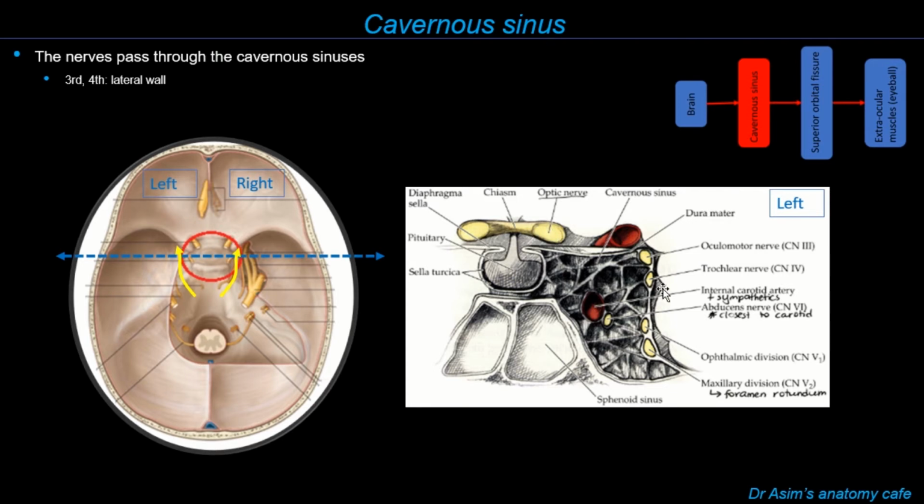tract. Therefore, this section over here, which represents a section of the cavernous sinus, is actually the left cavernous sinus over here. The right one is going to be on the other side of the body of the sphenoid bone.